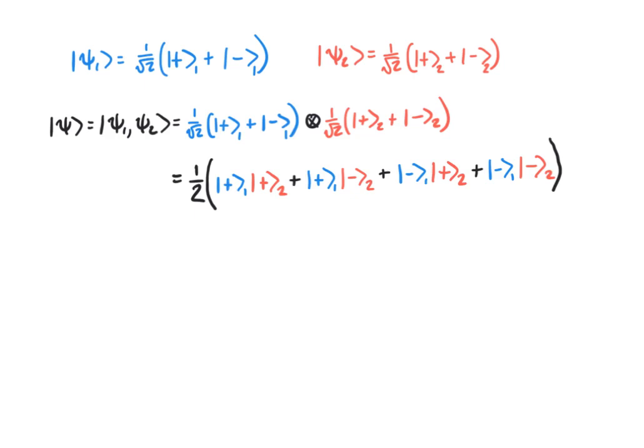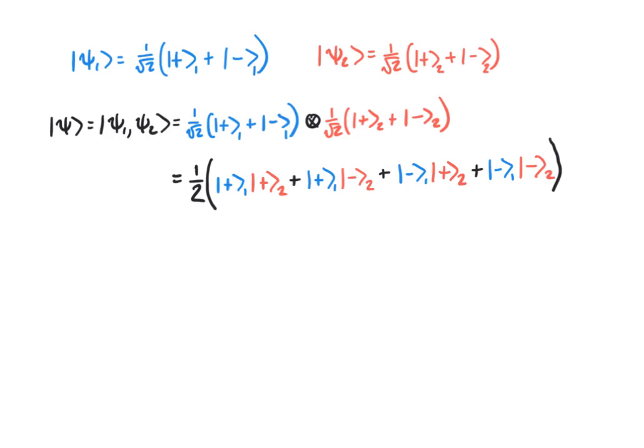So how do we read this? Well, each of these terms has a probability amplitude of 1/2, right? They all have that in common. Now, if the probability amplitude is 1/2, then the probability of each one of those things being what we measure is 1/4, because it's the magnitude of the probability amplitude squared.